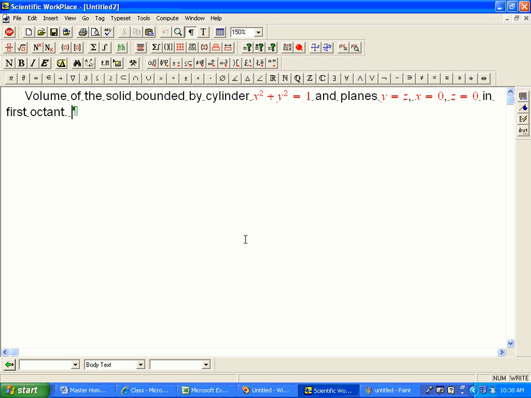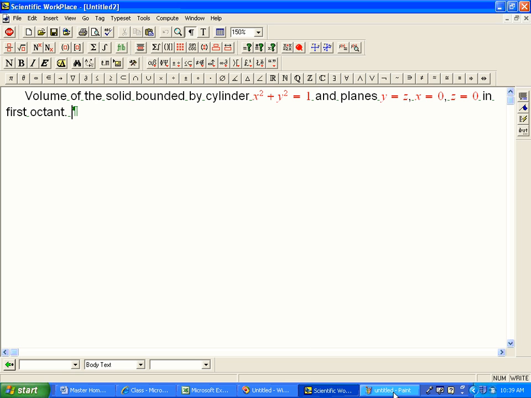So to get you ready, in case you want to see some more, for another problem in the book, here's a book problem. It's number 27. The volume of the solid bounded by the cylinder x squared plus y squared equals 1, and the planes y equals z, x equals 0, z equals 0 in the first octant. And as always, what's hard about this is the setup and making sure you know what you're doing.